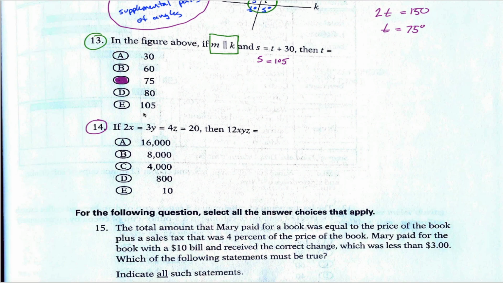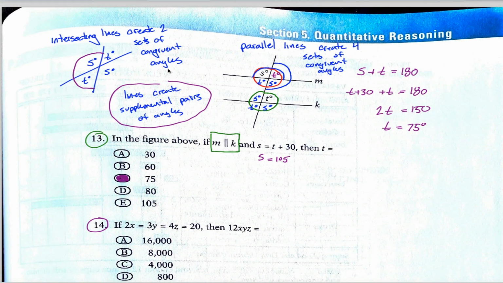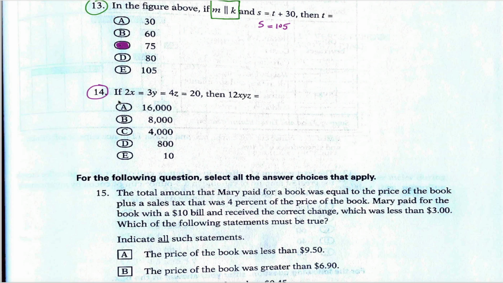All right, question 14 here in section 5 of the first of the GRE practice tests. We're given this compound equality that 2x is the same as 3y is the same as 4z is the same as 20. And we're told to evaluate 12xyz. So let's see, a couple different ways you can solve this problem.